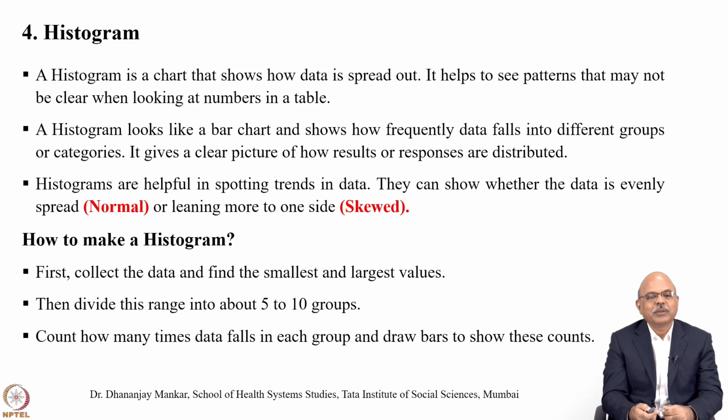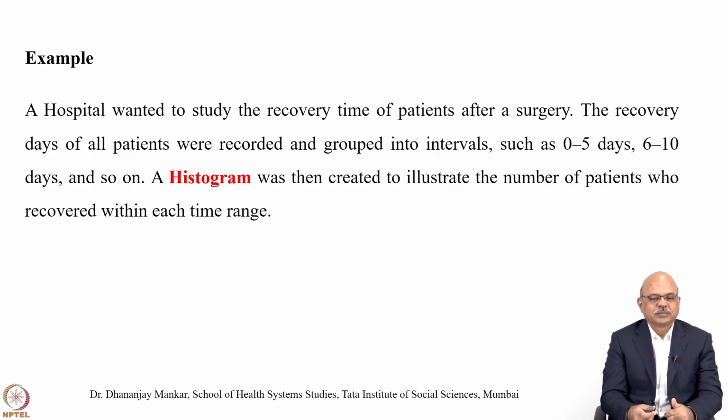How to make a histogram then? First, collect the data and find the smallest and largest value. Then divide the range into 5 to 10 groups, which means you have to subdivide it. Count how many times the data falls in each group and draw bars to show these counts. So you can easily guess where it is normal and where it is skewed.